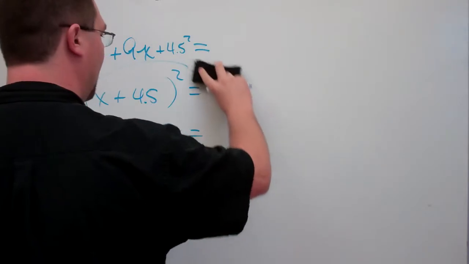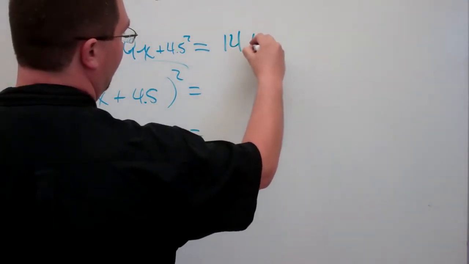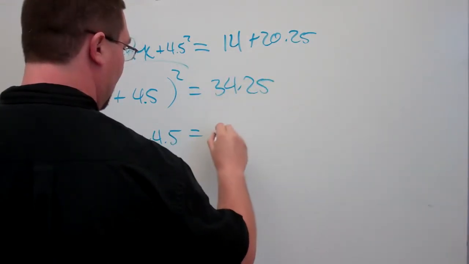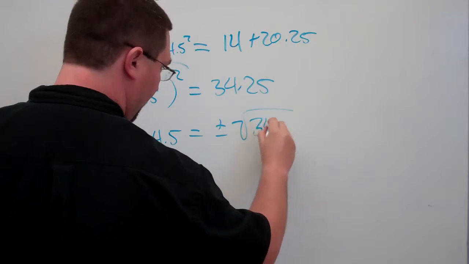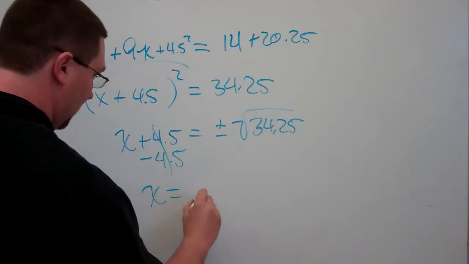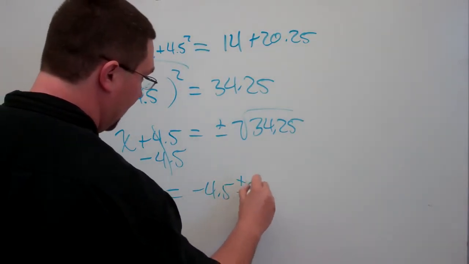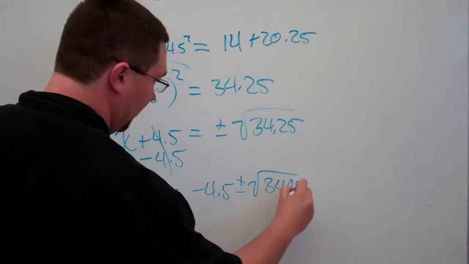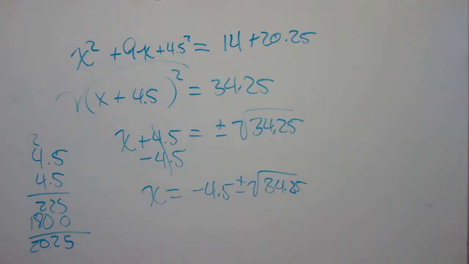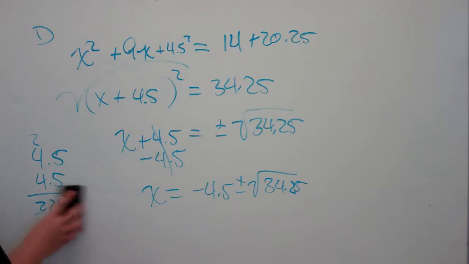Darn it. I'm in too big a hurry. 14 plus 20.25. So that's 34.25. So this is plus or minus the square root of 34.25. So minus the 4.5. X equals negative 4.5 plus or minus the square root of 34.25. Again, I don't have my calculator up here with me. The answer comes out to be D. But you just simply punch this into your calculator and it'll give you your value. Okay?